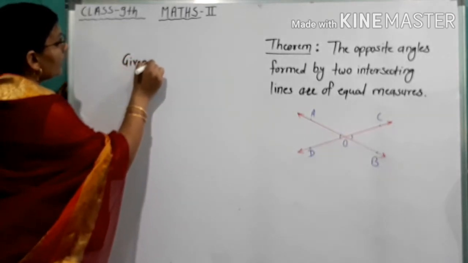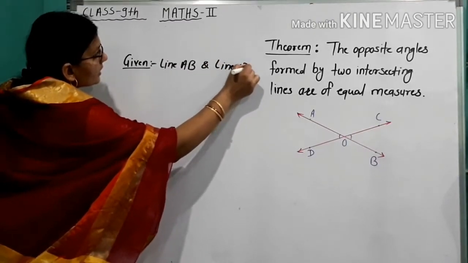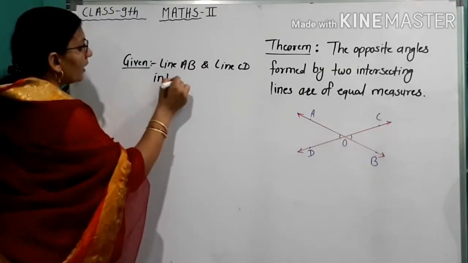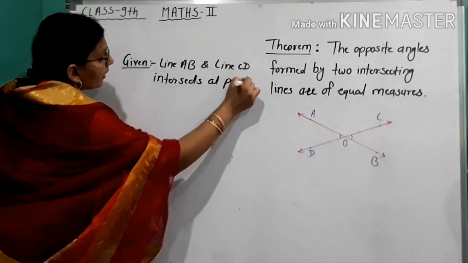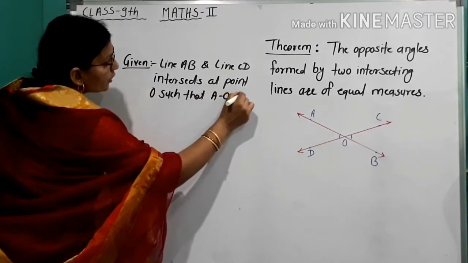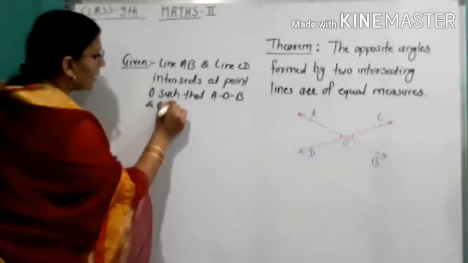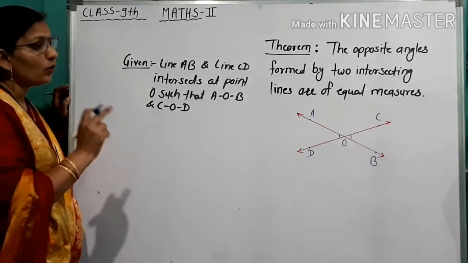The given part here: line AB and line CD intersect at point O, such that A-O-B and C-O-D. And we have to prove that the vertically opposite angles are of equal measures.